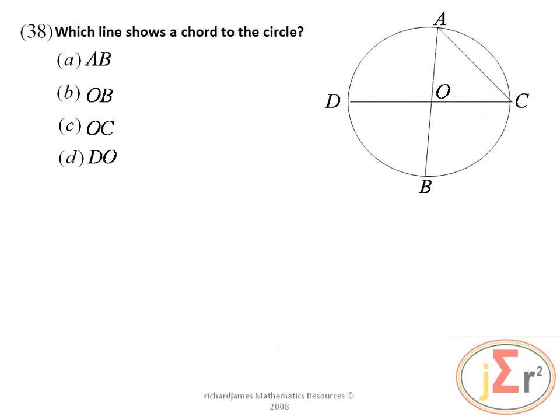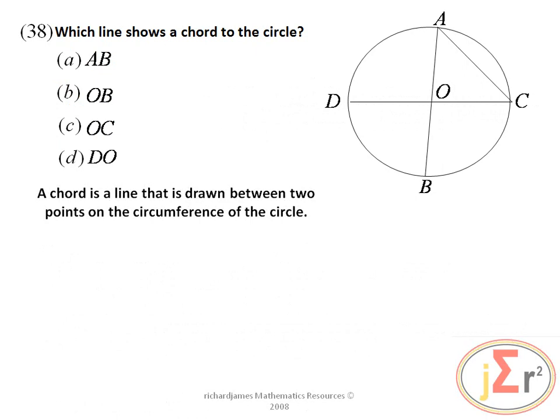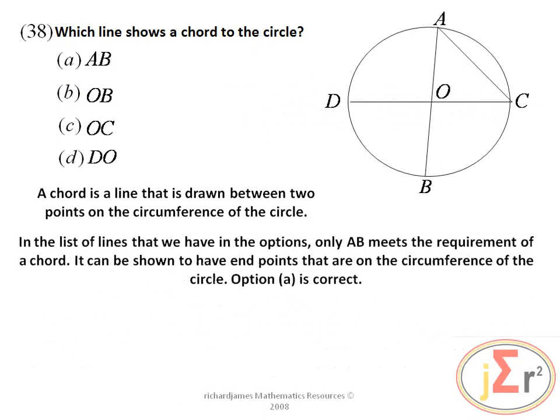Which line shows a chord to the circle? A chord is a line that is drawn between 2 points on the circumference of the circle. So it has to go from a point on the circumference to another point on the circumference for it to be a chord.